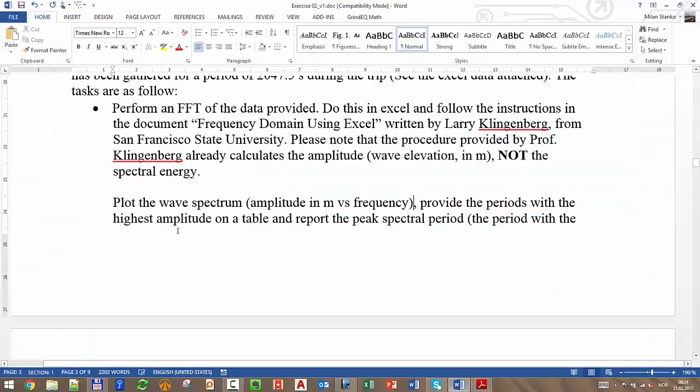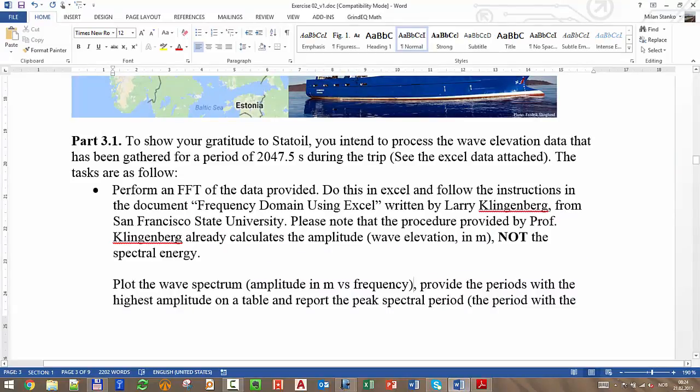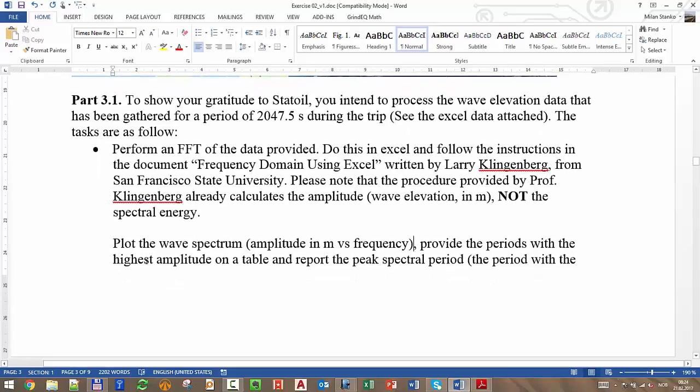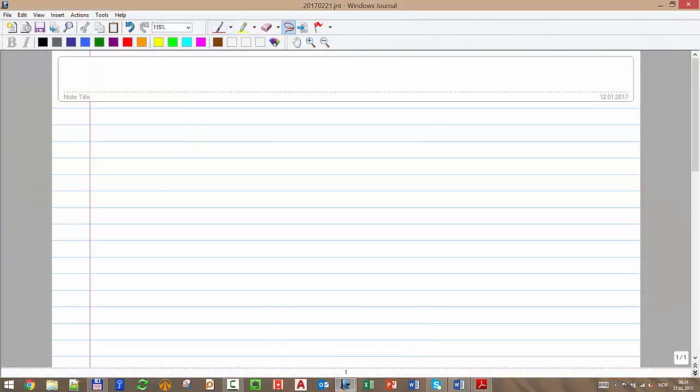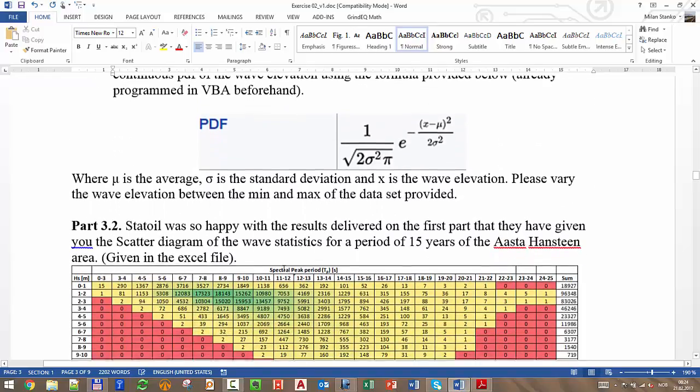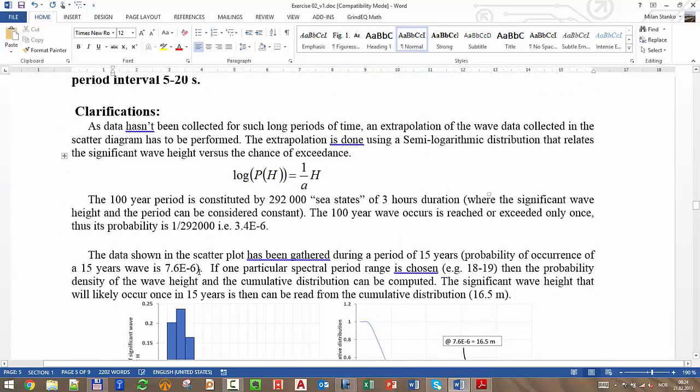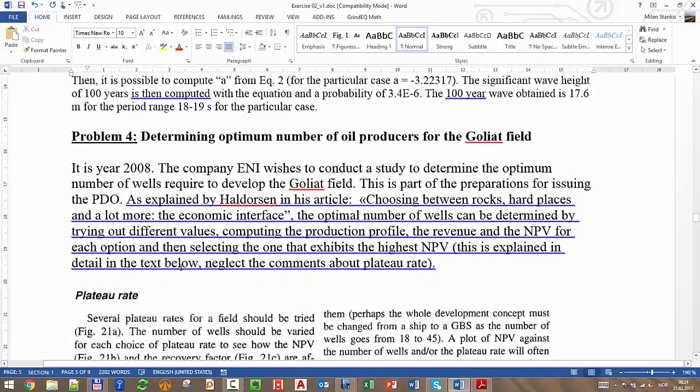So I just fixed that, I think. Plot the wave spectrum, amplitude in meters versus frequency, provide the periods with the highest amplitude on the table, and report the peak spectral period. If you remember from the spectra, you will have one that has the highest. I took it away. So that will be the peak spectral period. The main energy of the signal comes at that frequency. Yeah, that number has to be changed. Well, I will put it later.